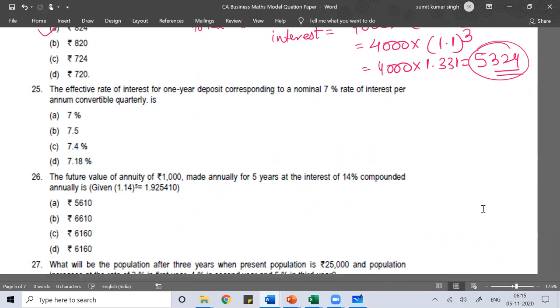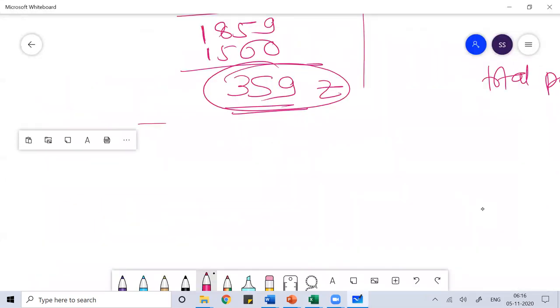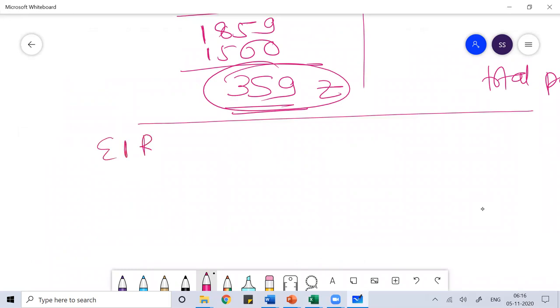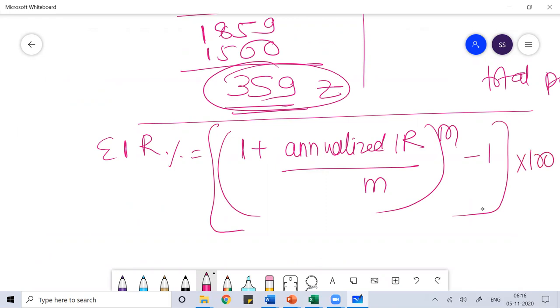Then the effective rate of interest, for 7% per annum converted quarterly. The formula for the effective interest rate is (1 plus the annualized interest rate divided by m) to the power m, minus 1, into 100. This is the formula of effective interest rate.